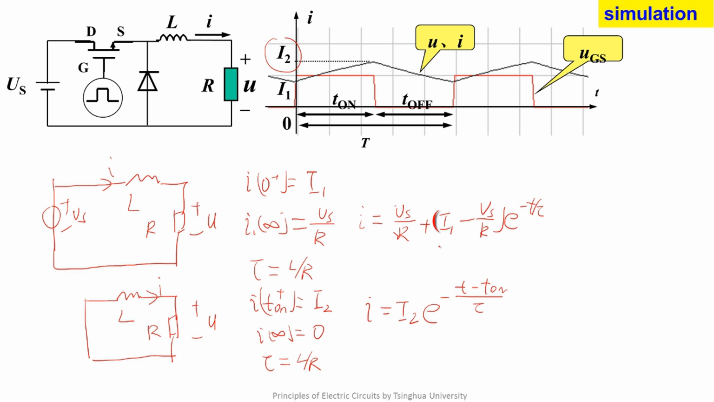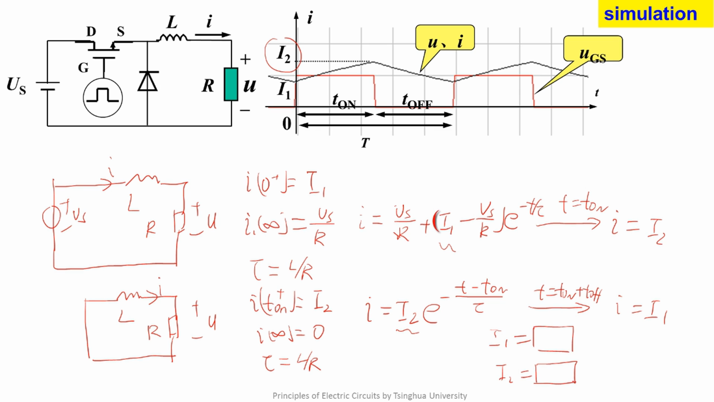The two equations have undetermined coefficients I1 and I2 respectively. According to the analysis in lectures 50 and 52, the key factor of solving the equation is their steady state values. For this circuit, when t equals t on, I equals I2. For this circuit, when t equals t on plus t off, I equals I1. By solving the equations, we can get the values of I1 and I2. The analysis of the whole circuit is then finished.